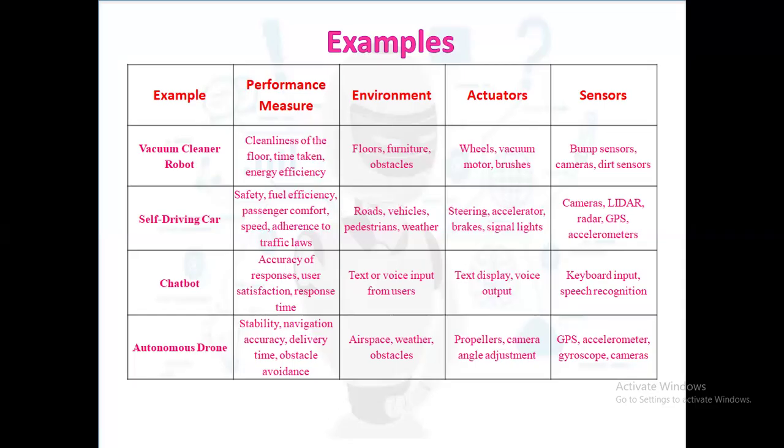Right. Next, the example is the autonomous drone. An autonomous drone navigates through airspace, avoiding obstacles like buildings or trees. It uses sensors. What type of sensors is it using? GPS, cameras, and gyroscopes to maintain stability and determine its position. Propellers and camera adjustments serve as its actuators, enabling movement and functionality. The drone's performance is assessed by its navigation accuracy, stability, and ability to complete tasks like deliveries or aerial surveys within a given time frame.